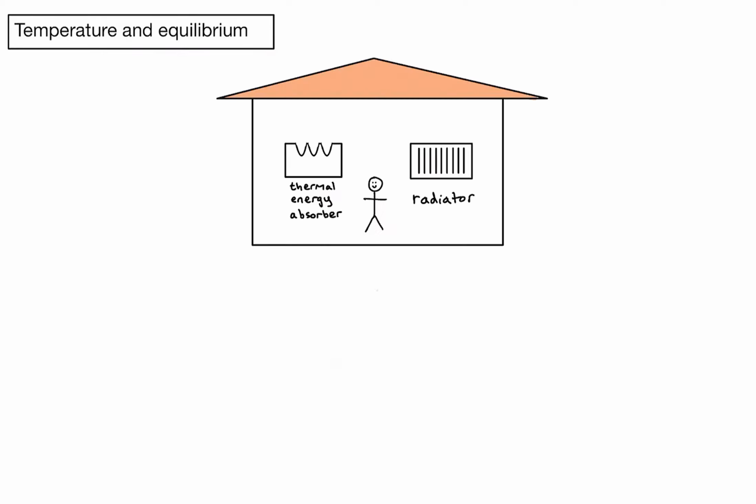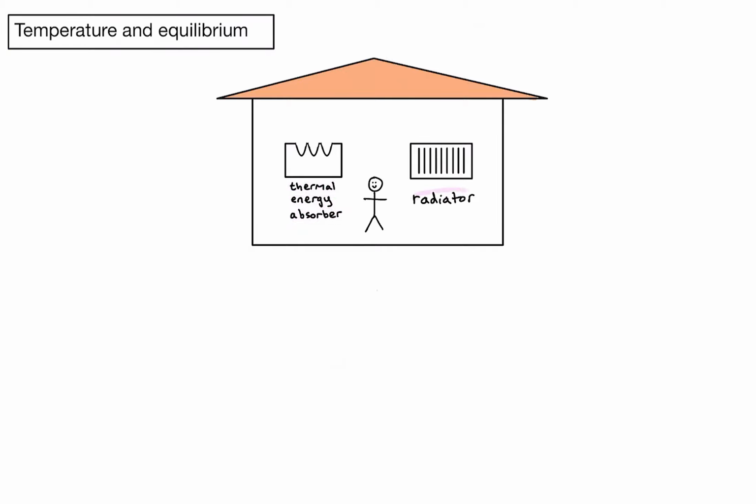In this video we're going to have a look at a simple analogy for the effect of temperature on the position of equilibrium. So in this analogy we're going to take a house, and inside my house I've got my person. He's got two bits of equipment that they can turn on. They could turn on this thermal energy absorber on the left. That is a totally made up thing, but we can assume from the name that it's going to absorb thermal energy from inside the house.